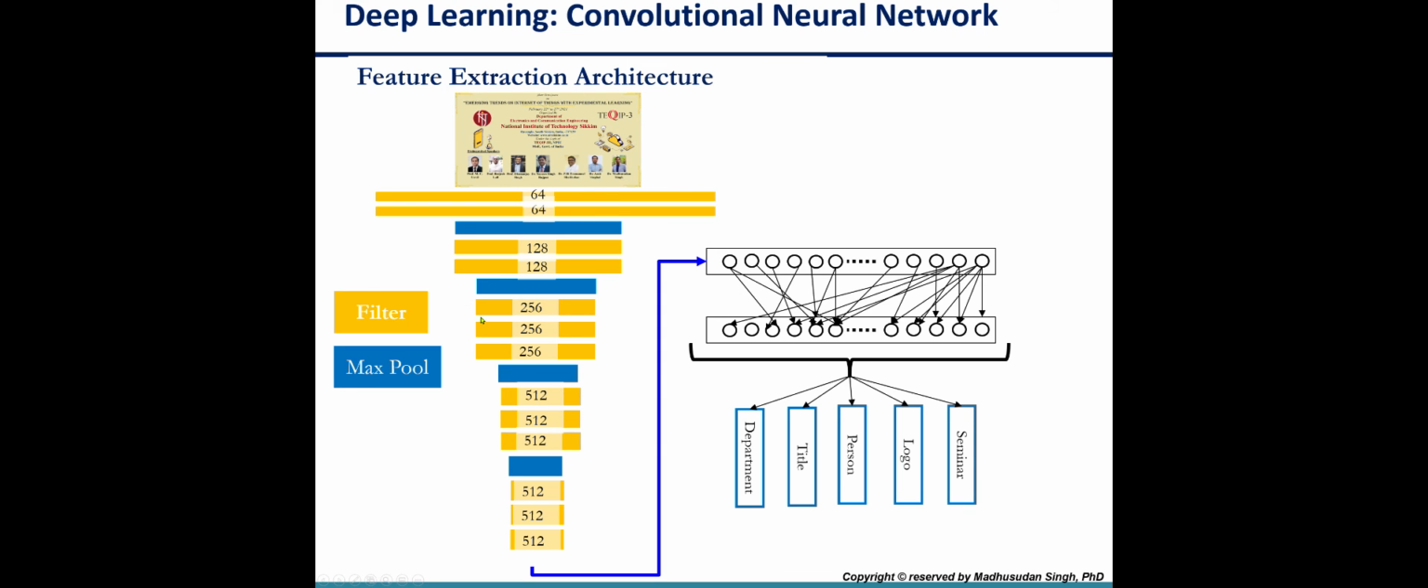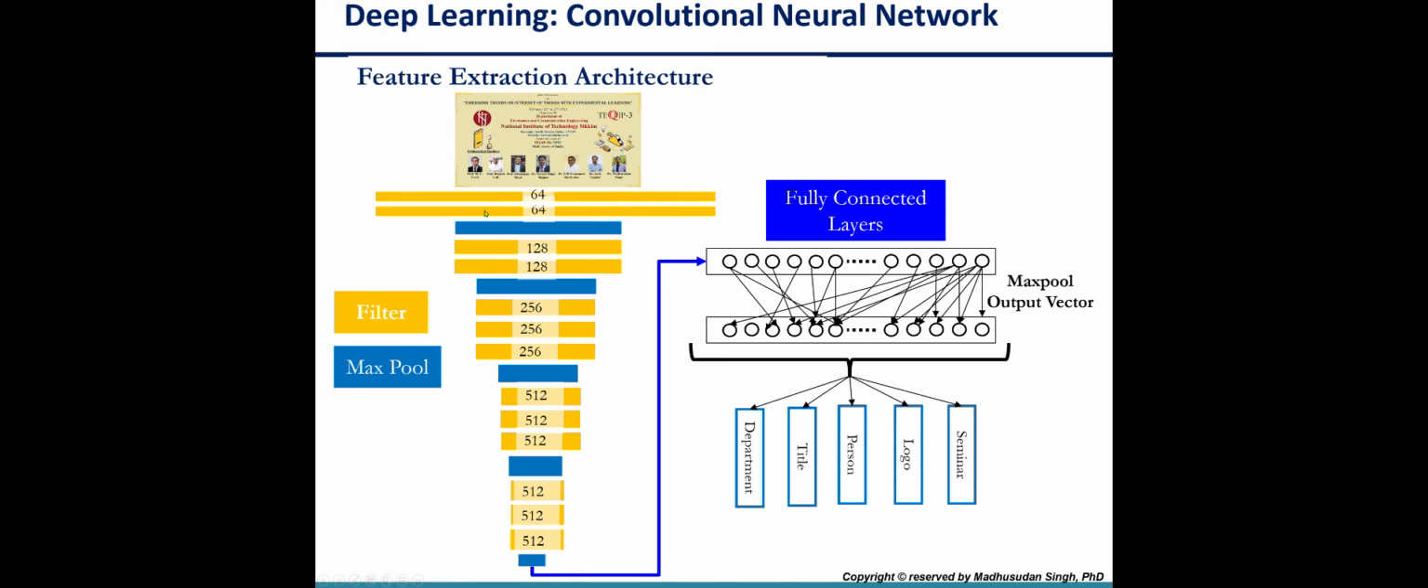Based on this process and this feature extraction, the system will tell us what is in this particular image we have. So these are called the fully connected layers, and they are using the max pooling layer.